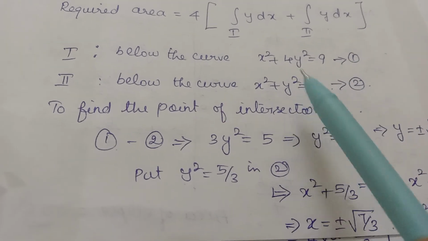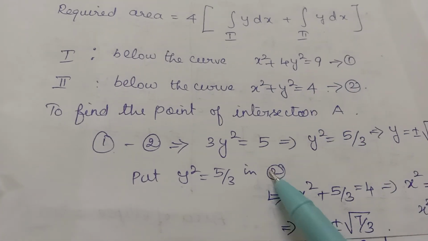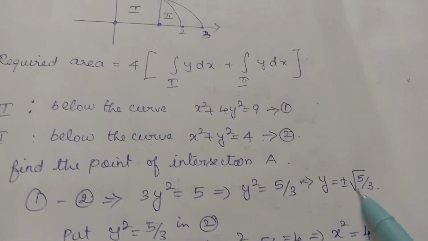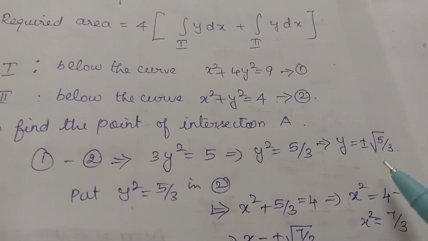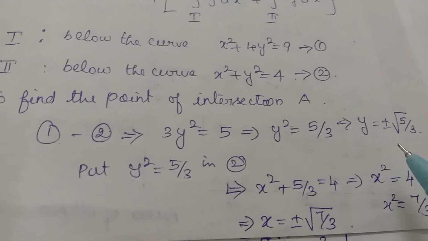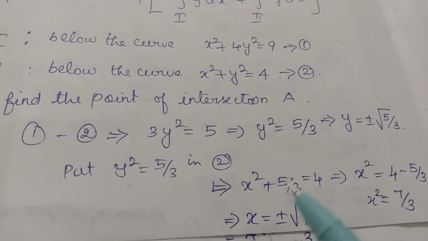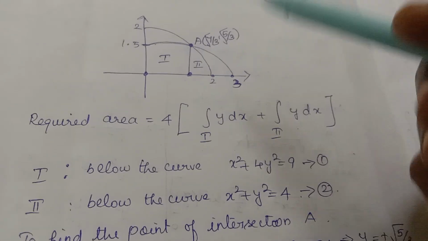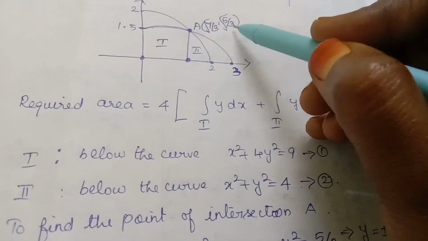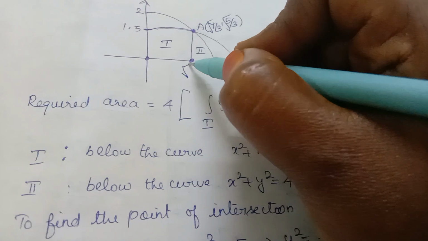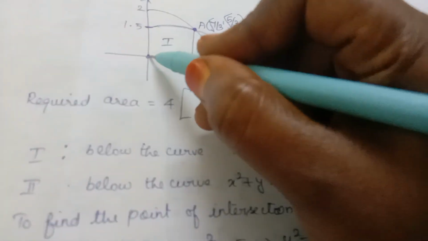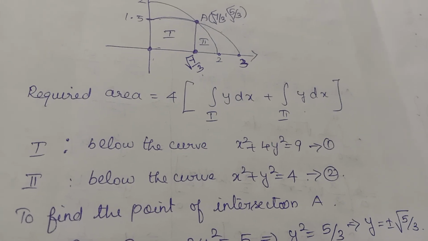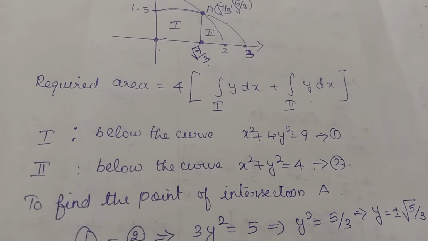Just subtract them. What will happen? 3y square equal to 5. So y square equal to 5 by 3, or y equal to plus or minus root 5 by 3. But we are taking only the first quadrant, so it will be plus root 5 by 3. Substitute the value of y in any one of the equations and you get x value as x equal to root of 7 by 3. So x equals root 7 by 3 and y equals root 5 by 3. That means this point is nothing but root of 7 by 3. Okay, so the first integral is from 0 to root 7 by 3 and the second integral from root 7 by 3 to 2. Okay, clear?